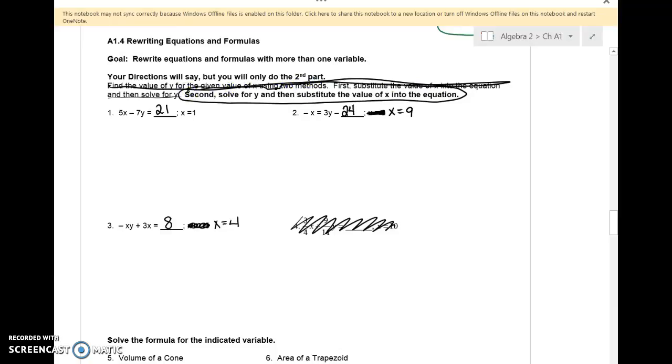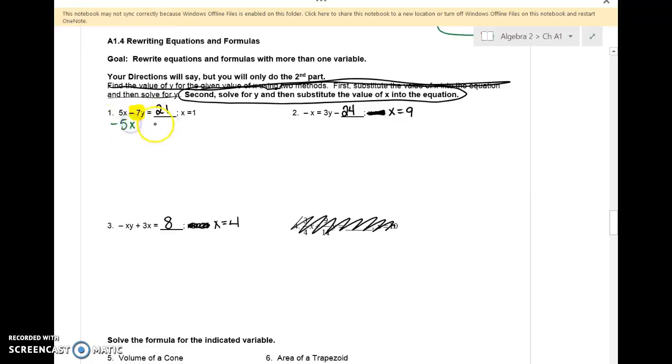Solve for y and then substitute the value of x into the equation. Now, I do realize that we could plug x in right now and figure out what y is, but that doesn't help us in practicing how to rewrite an equation. So we need to practice solving an equation for y. Solving for y means get y on a side by itself. So our goal here, get my highlighter, is to get this term by itself because that's where the y is located. What would I do to get that term by itself?